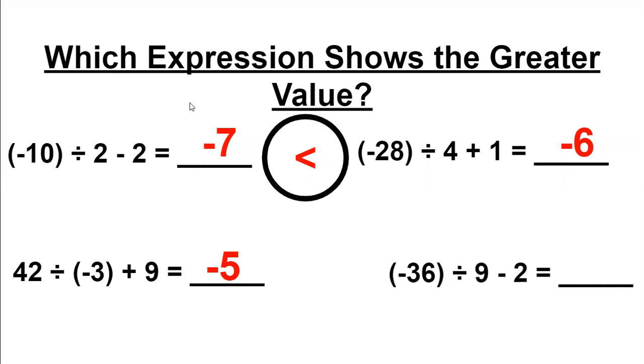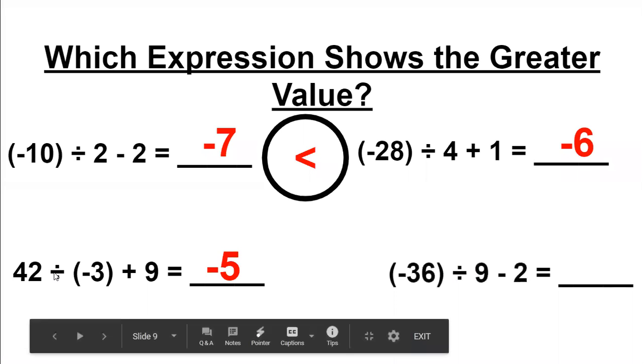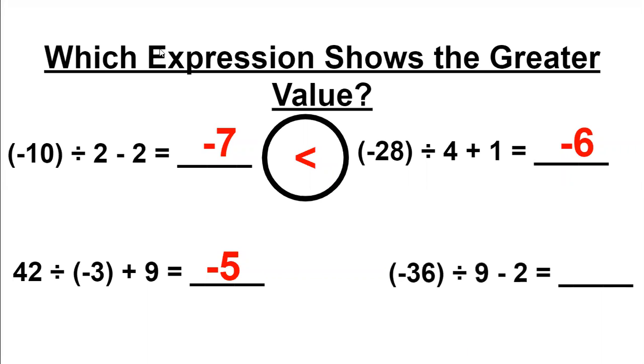There's -5. Did I do that wrong? What did I do? It was 12, right? 42 divided by... lost track here. Let me do it. Hold on. No, it was 14. So 14 plus 9, 9, 10, 11, 12, 13, 14. Oh, it's 5. You're right. The answer's right. I was wrong.